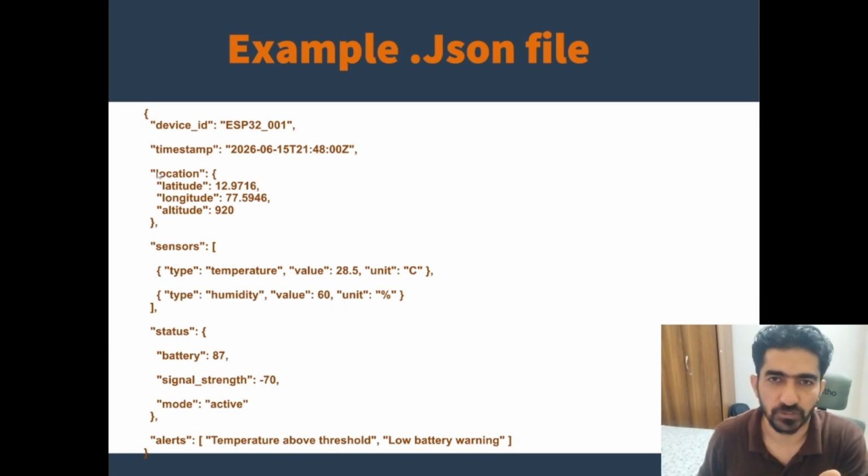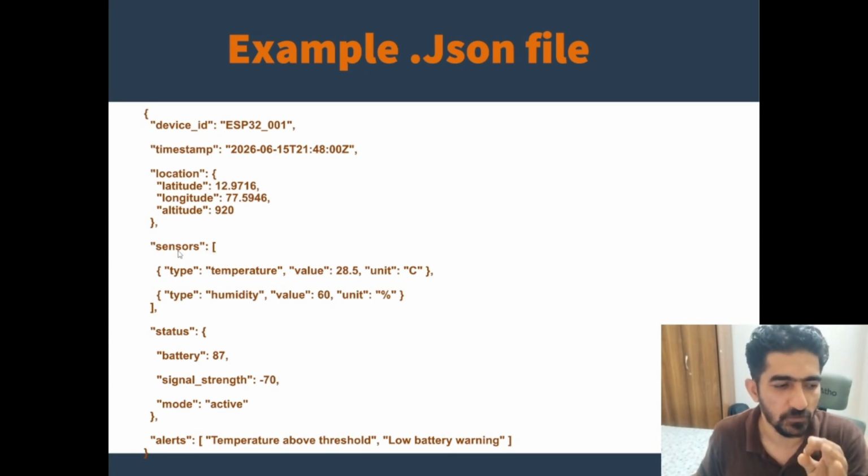Then we have location. So if you see here, this will give the nested objects. So here we have data, and in the data we have latitude, longitude, and altitude. All is in key value pairs, and we have an object here. So this is enclosed in curly braces which constitute an object.